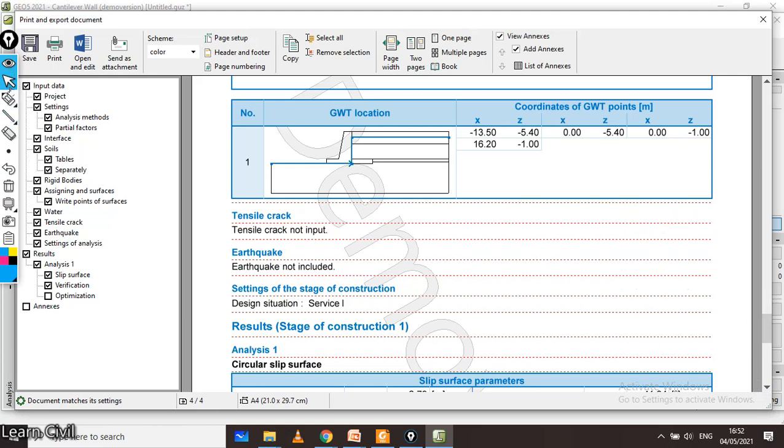Here you can see some checks are provided. Tensile crack, no input. Earthquake, not provided. Okay, and other points are covered here.